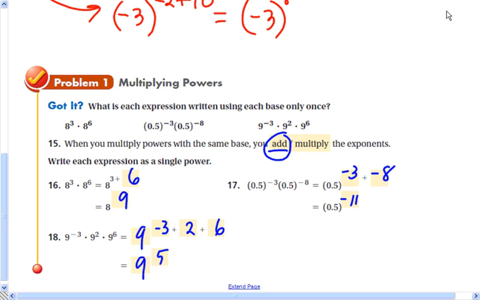One thing I'd like to note on these answers here, if you were to simplify that, you would want to write it with a positive exponent. So you would write 1 divided by 0.5, 11 times, like that, if you were simplifying it.